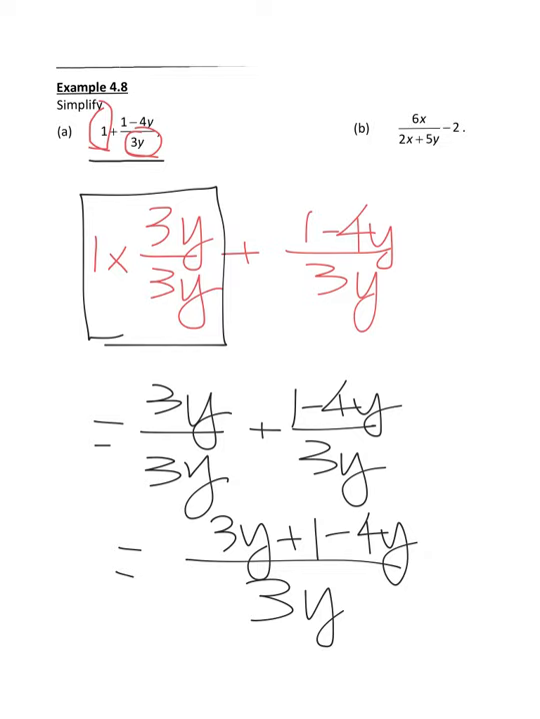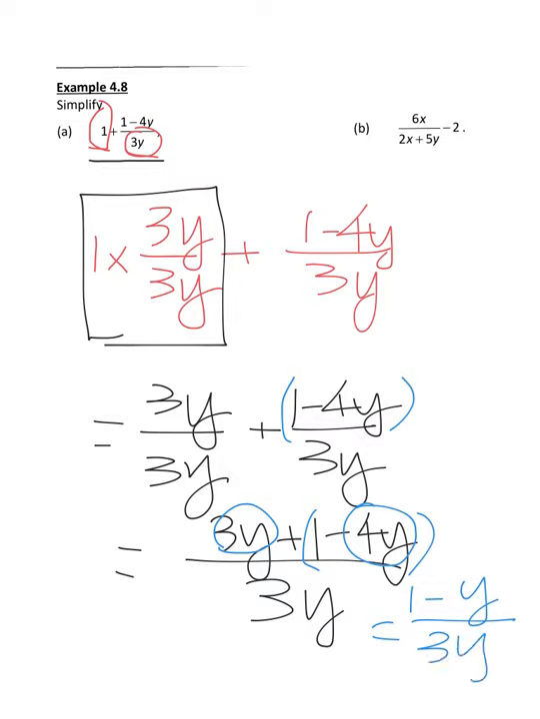But you can see that, please don't forget to add the bracket for the numerator. We can also see that here are the like terms, so we should simplify it into 1 minus y as the numerator. That's it.